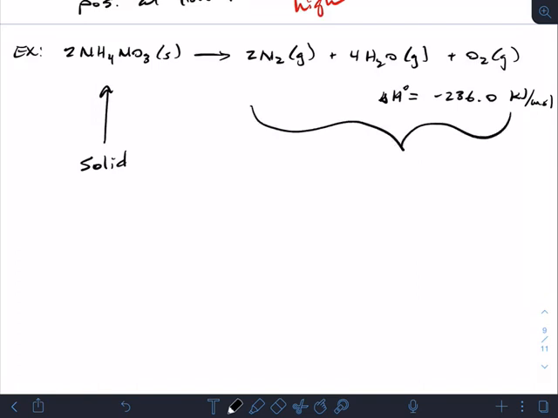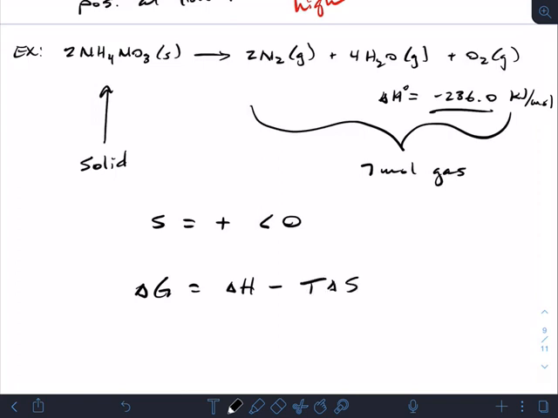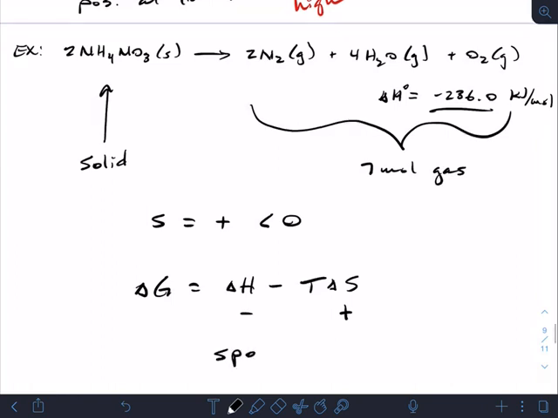Okay. So let's look at what we have. Over here on the left-hand side, I have a solid. And over here on the right-hand side, I have 2, 4, 6, 7 moles of gas. So what is the value of S? When I go from a solid to making gas, I'm increasing my microstates. So S is going to be positive, or we can say greater than 0. That means S is positive, delta H is negative, minus T delta S. So S is positive, H is negative. We have a spontaneous process.